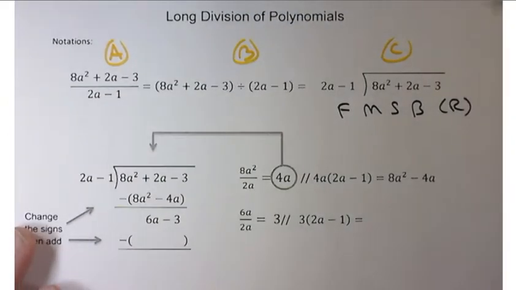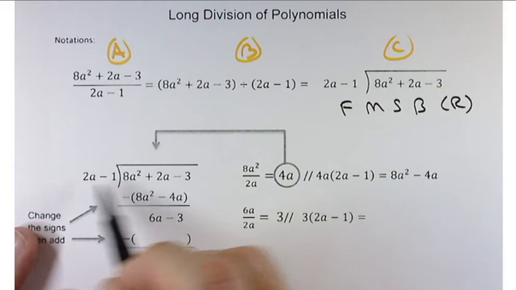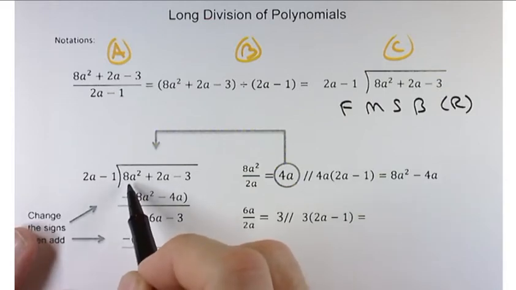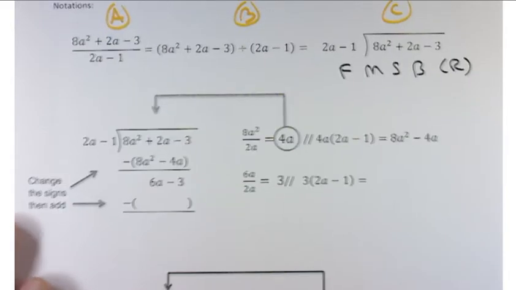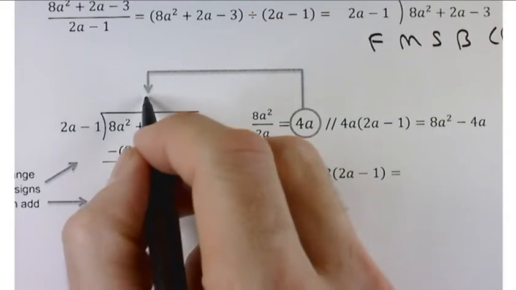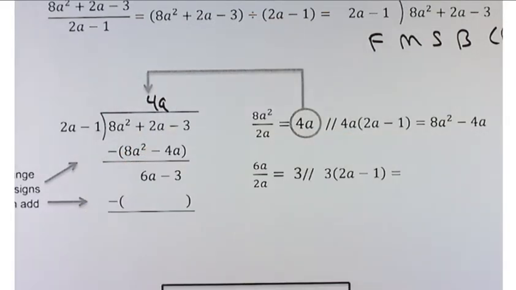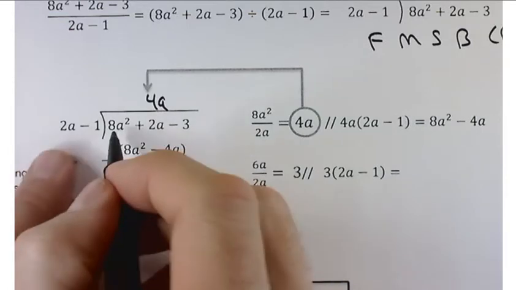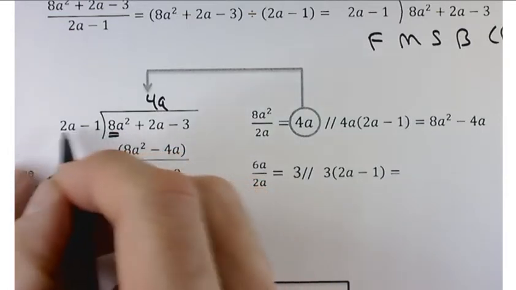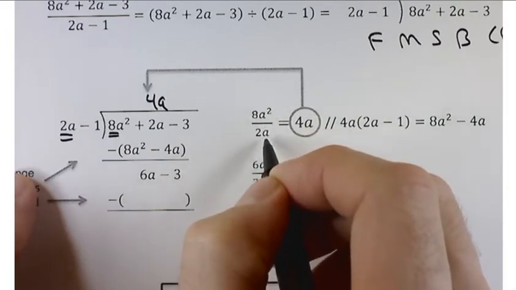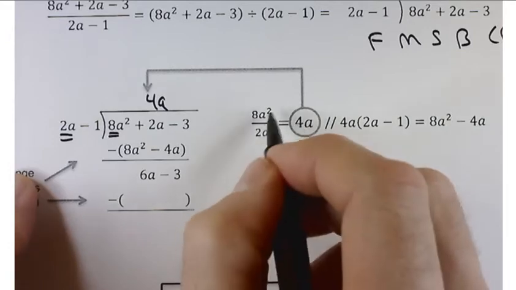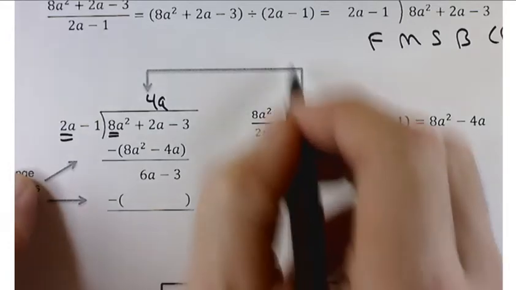We're going to do the same thing here. What do you multiply 2a by to get 8a squared? Well, the answer is 4a. Now, if you can't see that, if you're like, oh, how did you get that I need to write a 4a up here? That's a good question. What you're going to do is compare these leading terms. You can take this leading term and divide it by that leading term. 8a squared divided by 2a. 8 divided by 2 is 4. Subtract the exponents, I get a 4a.